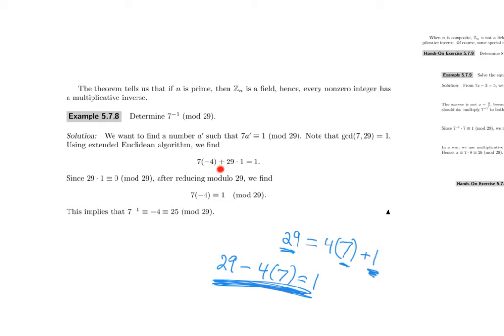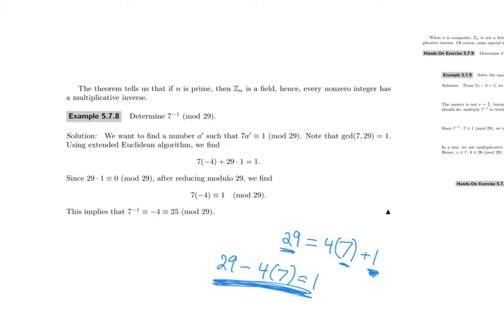Remember that we can reduce things piece by piece in an equation like we did in some of the previous examples in this section. So, for example, 29 times 1 is congruent to 0 mod 29, which means we can reduce this equation to 7 times negative 4 is congruent to 1 mod 29. That tells us that negative 4 is the multiplicative inverse of 7 mod 29.